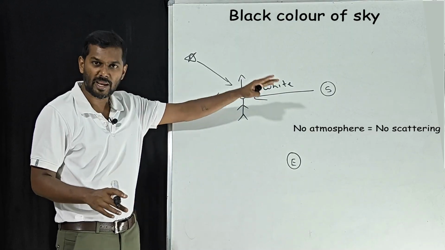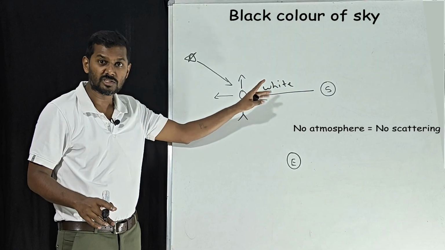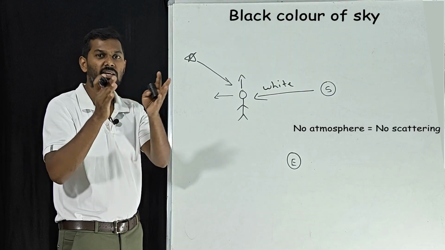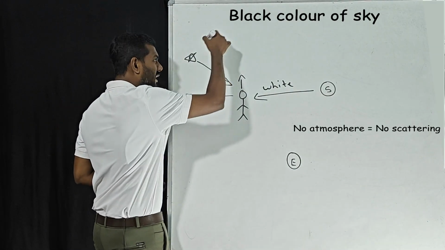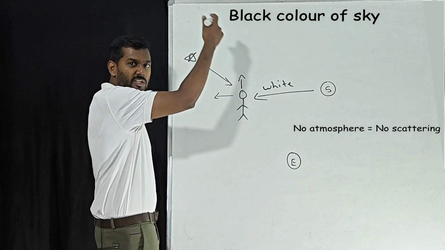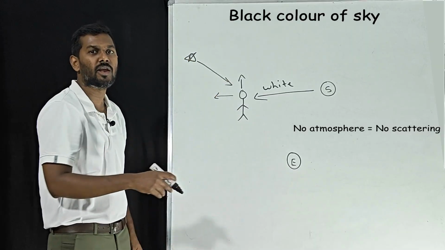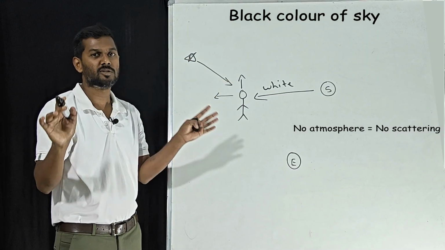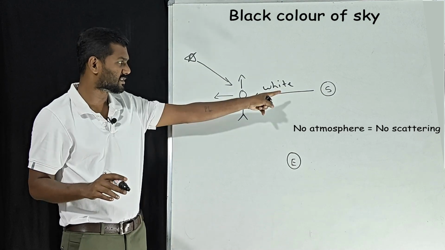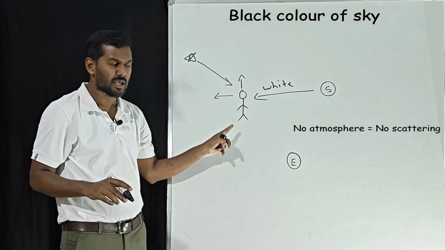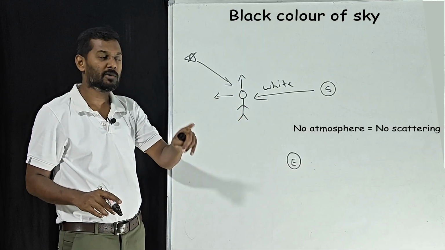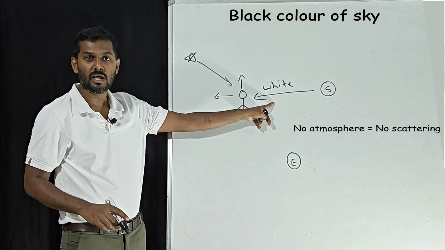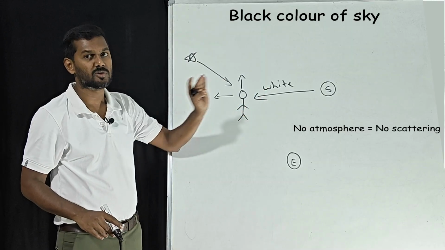So if there is no light source, assume in the space you are not directly seeing the sun, in that case there is no scattering of light, because there is no light also. There is no light and no scattering of light, because there is no atmosphere. But if she sees the sun directly, then she will see the light as white color. Why? Because there is no scattering of light, because of absence of atmosphere.